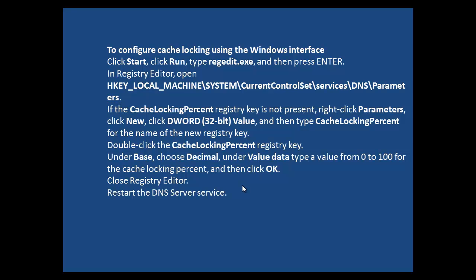So we looked at two ways that we can secure data, and one was cache locking and the other was socket pooling. This is the end of our session on DNS socket pooling and cache locking.